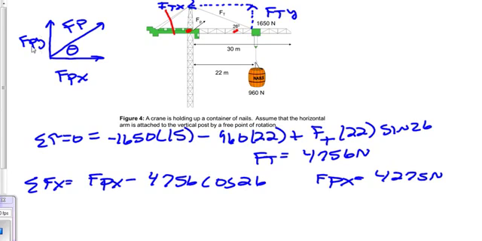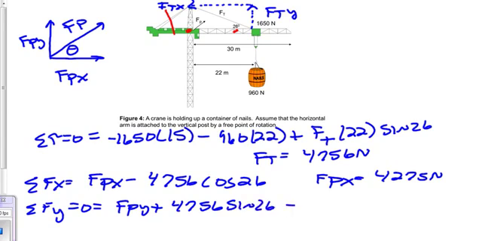Now let's do likewise for force pull y. So we're going to say the sum of all forces in the y direction equals 0. Equals force pull y plus force tension y, but that would equal 4,756 times the sine of 26. And then minus the 960 for the nails, and then minus the 1650 for the beam. And then we get force pull y equal to 525 newtons.